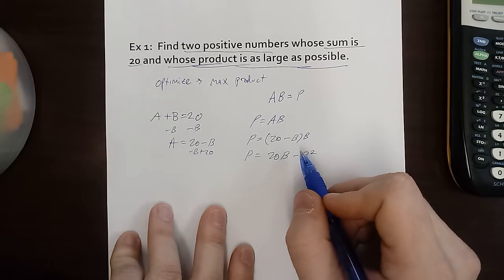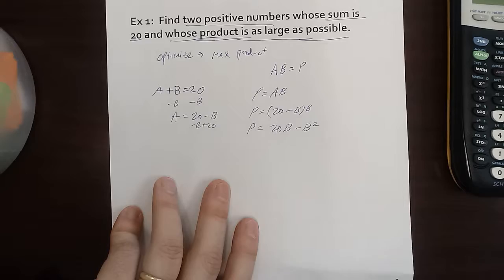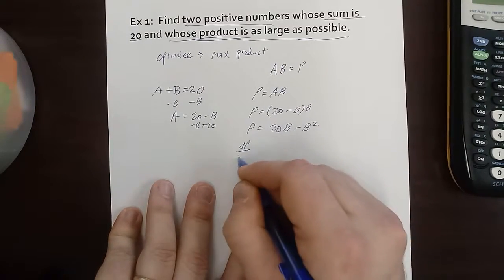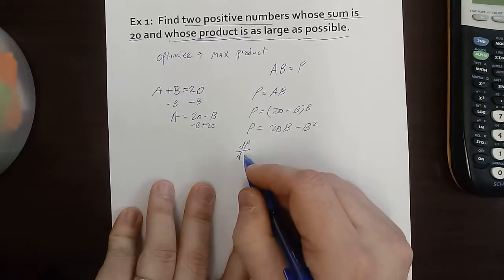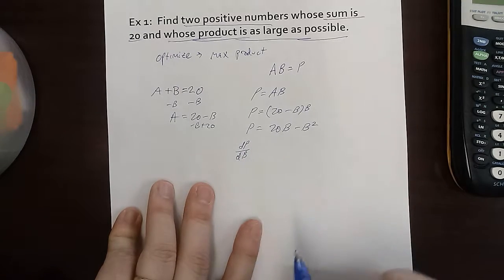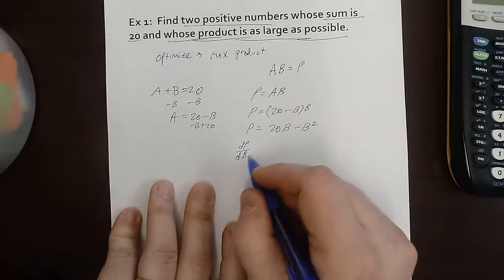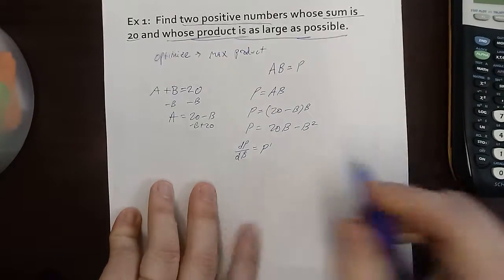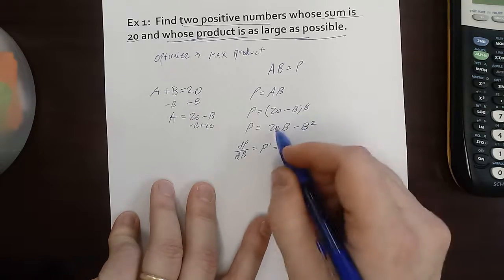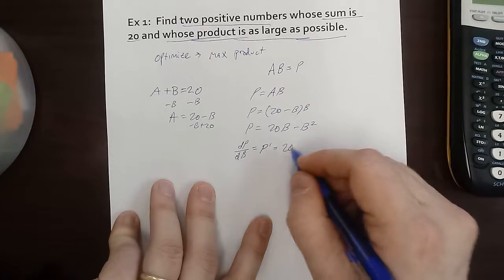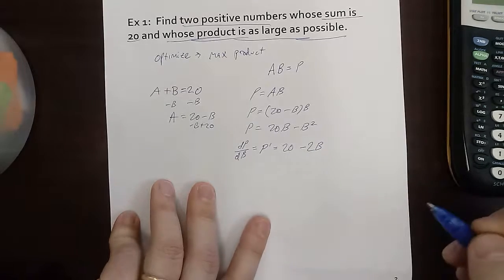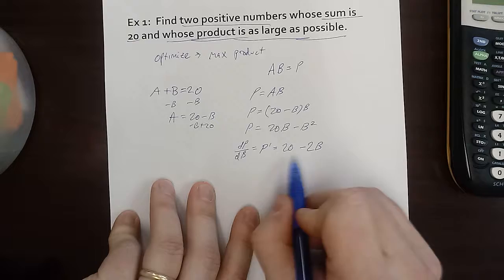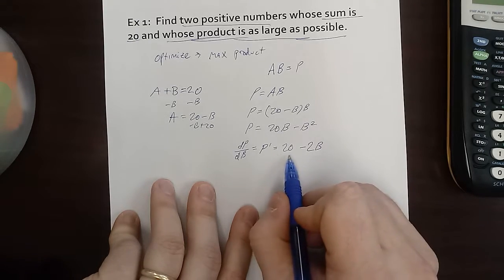If I take the derivative right now, if I want to be really explicit, I can take the derivative of p with respect to b. In my class all the time, we will just represent that as p prime. We just take the derivative of the right-hand side and we get 20 minus 2b. So the rate of change of the product is equal to this expression here.